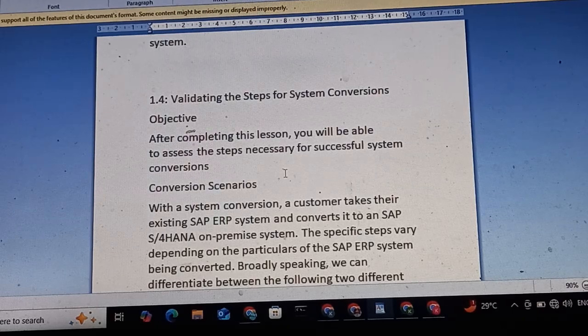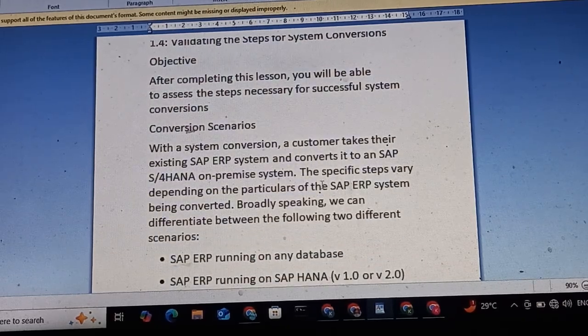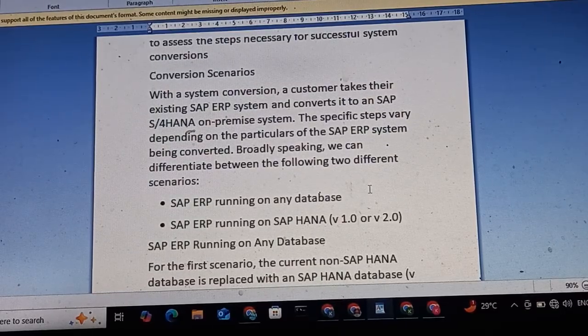Conversion scenario number 1. With a system conversion, the customer takes their existing SAP ERP and converts to an SAP S/4HANA on-premise system. The specific steps vary depending on the particulars of the SAP ERP system being converted. Broadly speaking, we can differentiate between two scenarios. Scenario number 1: SAP ERP running on any database. Scenario number 2: SAP ERP running on SAP S/4HANA version 1 or version 2.